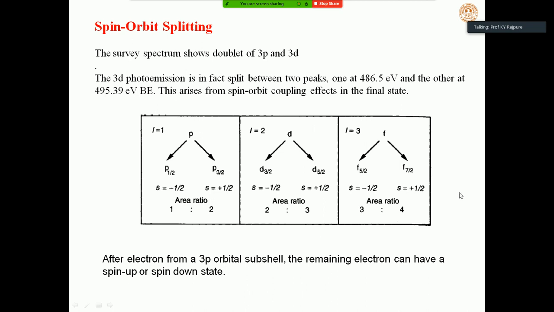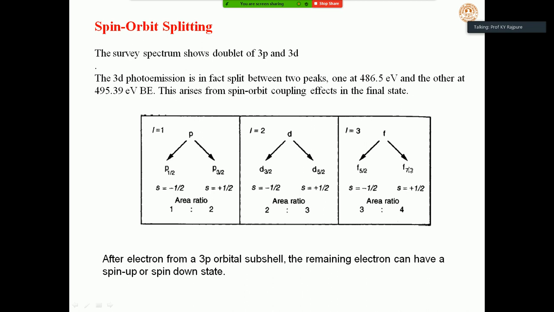What after all should be the area ratio? The area of the peaks of p 1/2 and p 3/2 should be 1 is to 2. Similarly, d should be 2 is to 3, and f 3 is to 4. You can mathematically prove this.